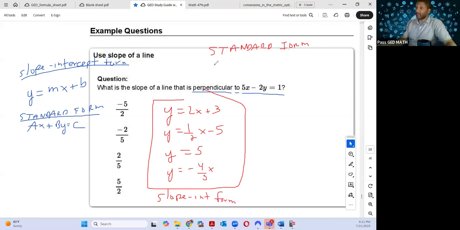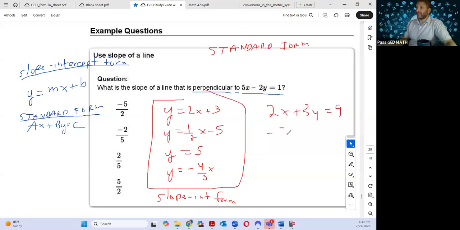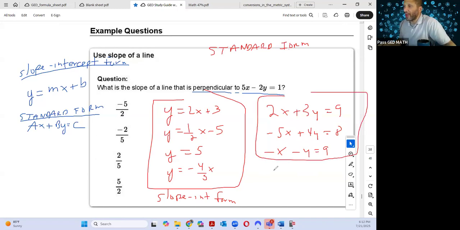Standard form is ax plus by equals c. That's right. 2x plus 3y equals 9. 5x plus 4y equals 8. Minus x minus y equals 9. These are all standard form. So the first thing you have to do is be able to differentiate between the linear equation and what form it is. That's the first thing you have to be able to do.